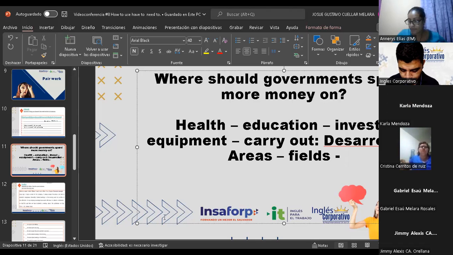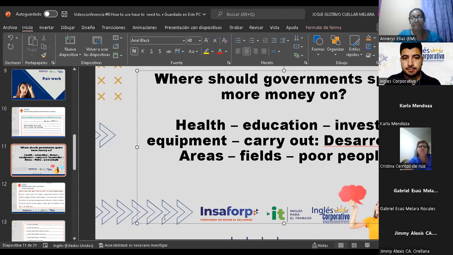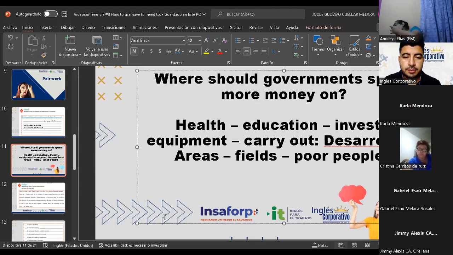Okay. The government should spend more money helping poor people who don't have one. It should also put more educational centers so that each child can have more education. In addition, it should also make the country safer. Good one, Roberto. Definitely, yes.